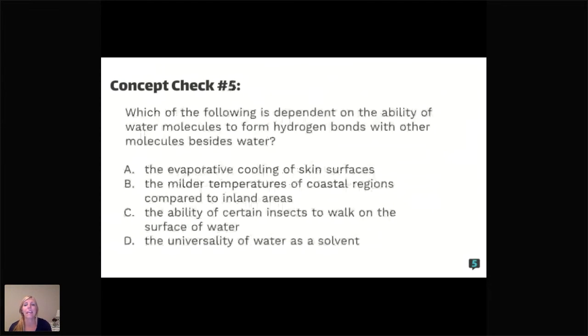Okay. Which of the following is dependent on the ability of water molecules to form hydrogen bonds with other molecules besides water? A, the evaporative cooling of skin surfaces? B, the milder temperatures of coastal regions compared to inland? C, the ability of certain insects to walk on the surface of water? Or D, the universality of water as a solvent? So it's dependent on the ability of water molecules to form hydrogen bonds with other molecules. So think about which one would be best here.